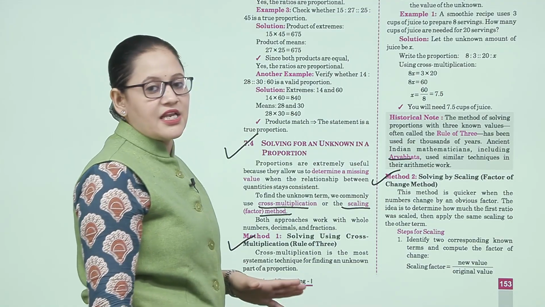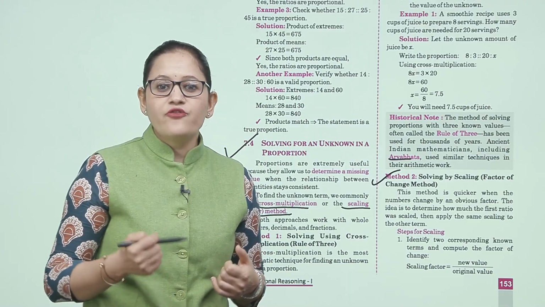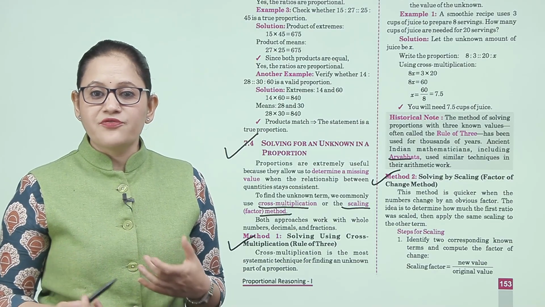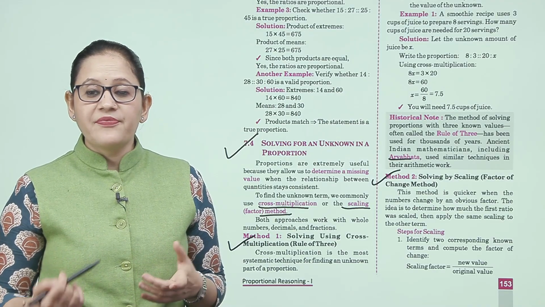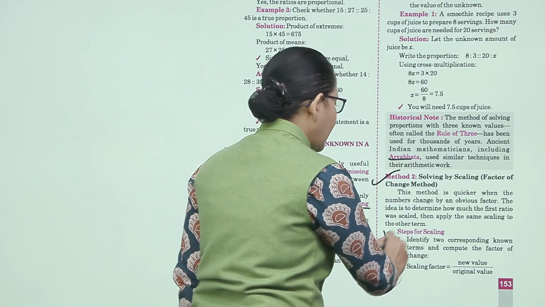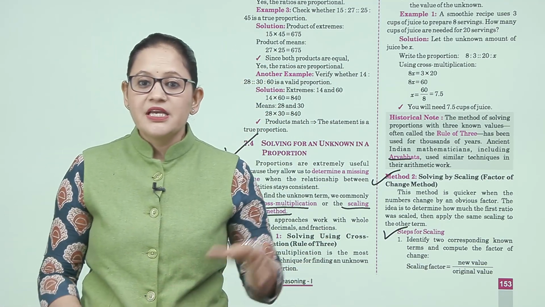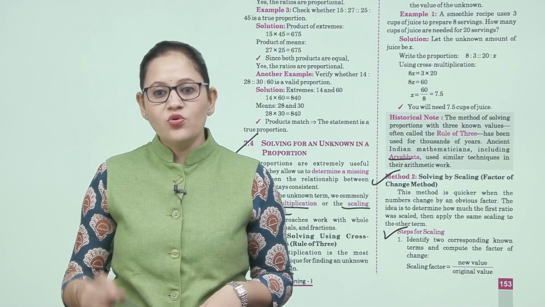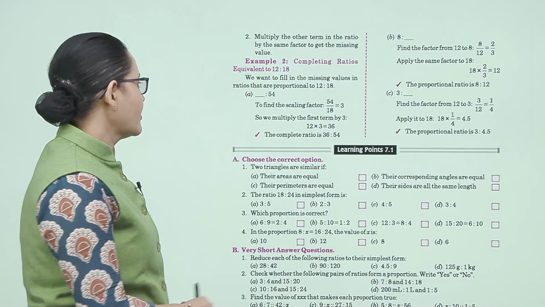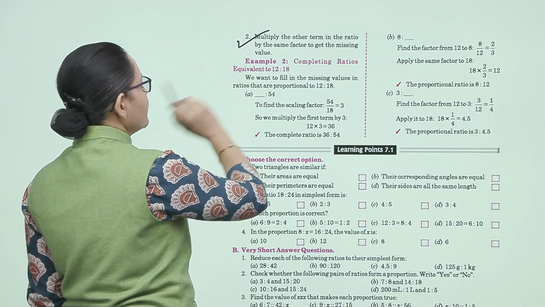Method 2, solving by scaling, the factor of change method. This method is quicker when the number is changed by an obvious factor. The idea is to determine how much the first ratio was scaled, then apply the same scaling to the other term. So, steps for scaling: identify 2 corresponding terms and compute the factor of change. Scaling factor equals new value upon original value. Then multiply the other term in the ratio by the same factor to get the missing value.